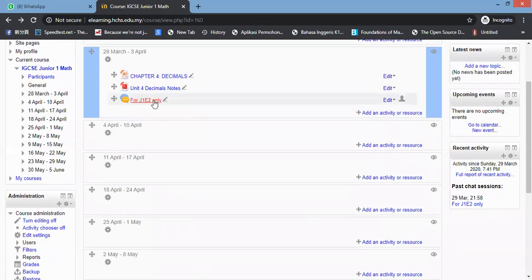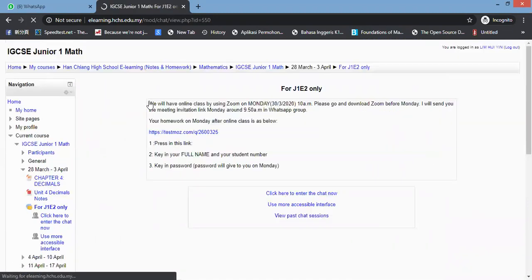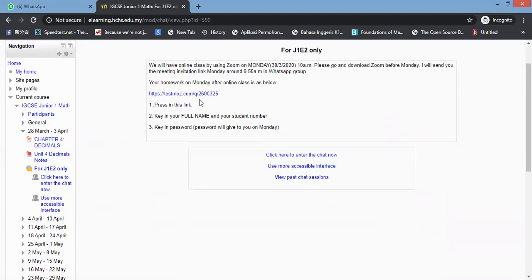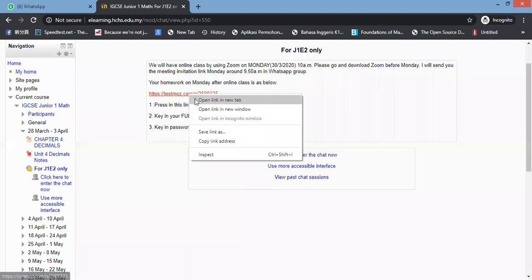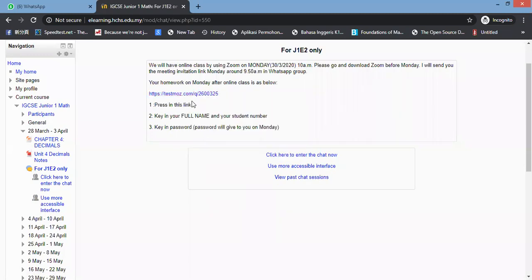Later you go to your Moodle. You press in this one for J1E2 only. Then there's a link for you here. You press inside, then you have to key in your full name and your student number. Then the password is J1E2.